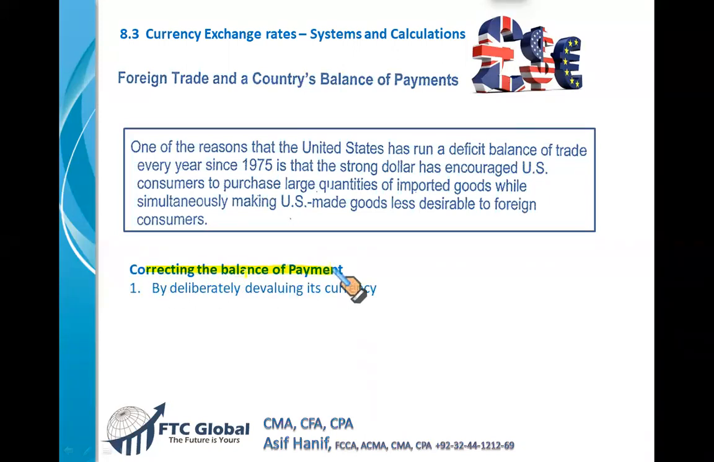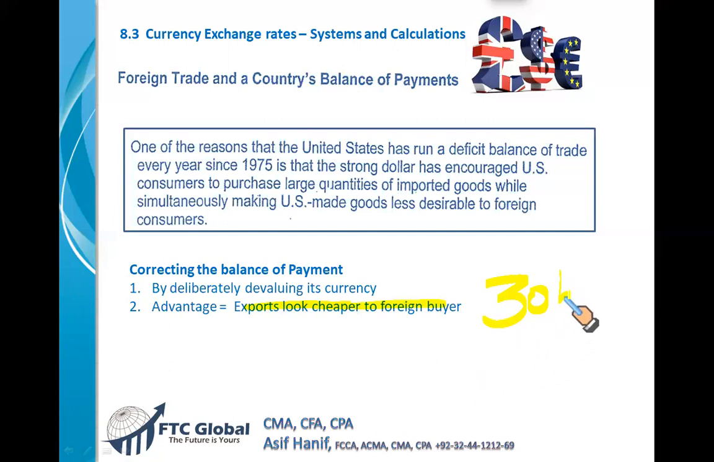What we have done in Pakistan, we have deliberately devalued our currency, devaluation through State Bank. Remember the difference between devaluation and depreciation. Devaluation is done by the central bank. Depreciation and appreciation occur because of economic factors. So State Bank in Pakistan has devalued the Pakistani currency to 175 rupees per dollar. The advantage we are seeing right now is that our exports look cheaper to foreign buyers. And now, first time ever in Pakistani history, exports are above 30 billion.